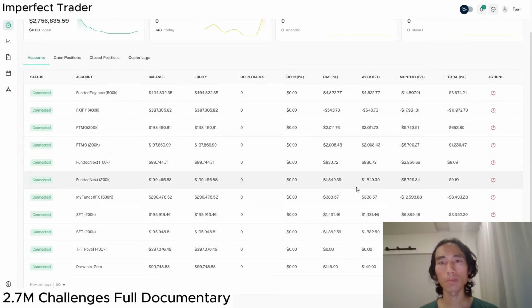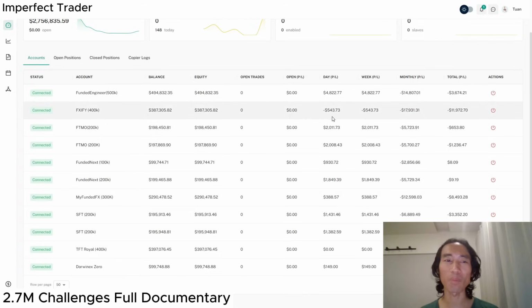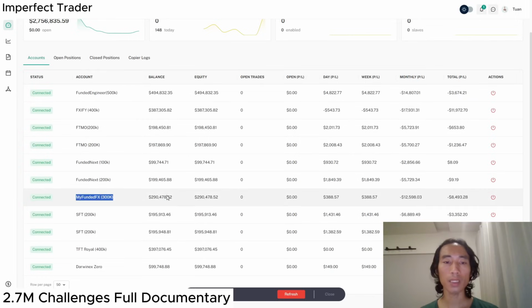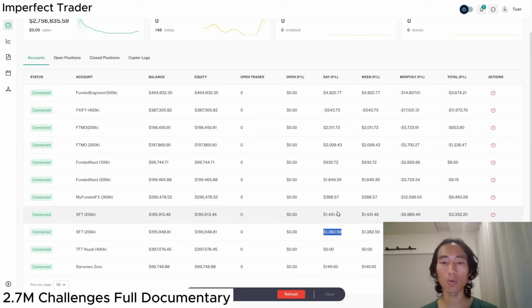Sometimes taking partial doesn't work, or yeah, some weird copier issue. So that makes some kind of difference in the daily P&L. So far today, we are up around 1% on most of the accounts on my FTX. Not sure why it is just at break even, but on NFT, still a little bit close to 1% as well.